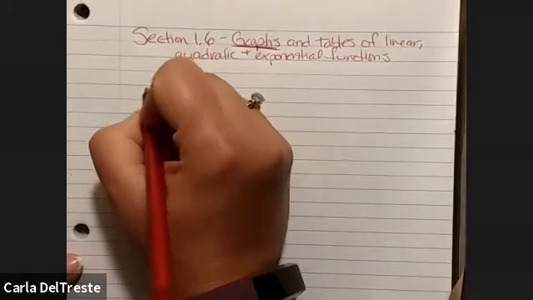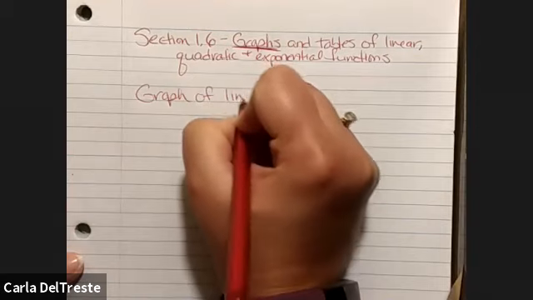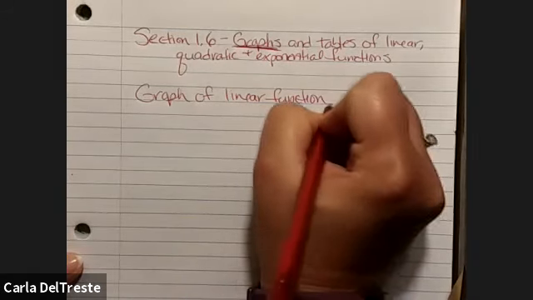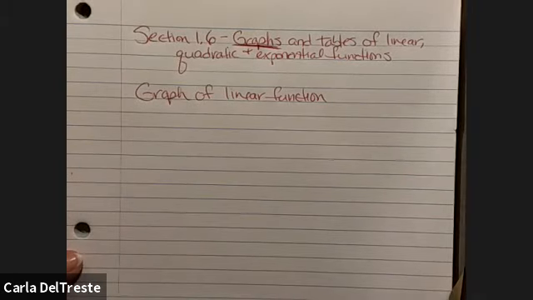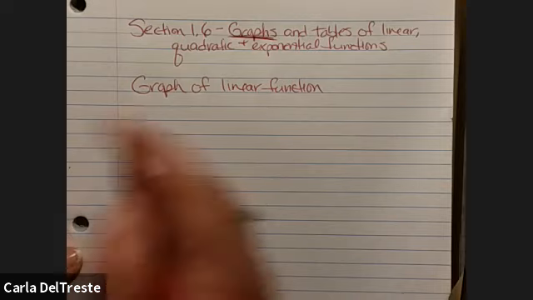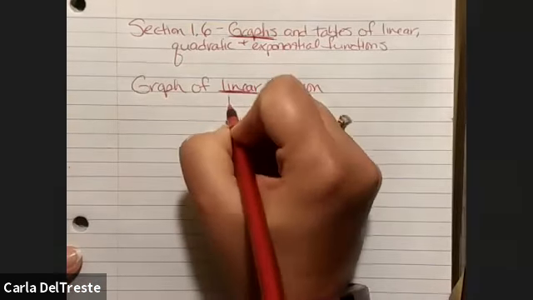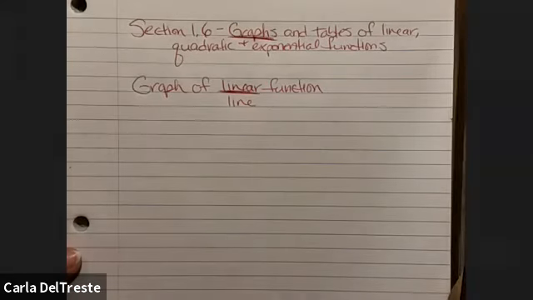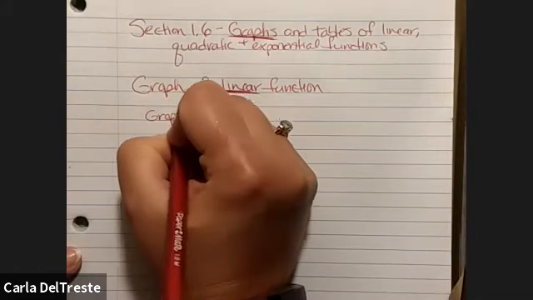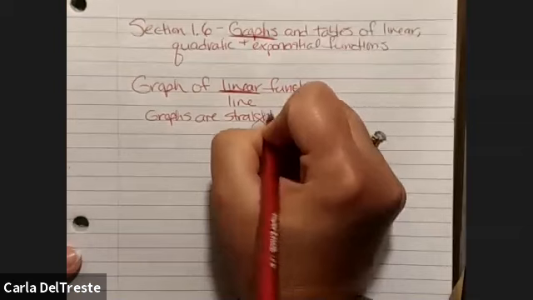So let's look at the graph of a linear function. We're starting with linears because chances are you all remember something about linears. Take a look at the word linear. It contains the word line, and so the graphs are straight lines.